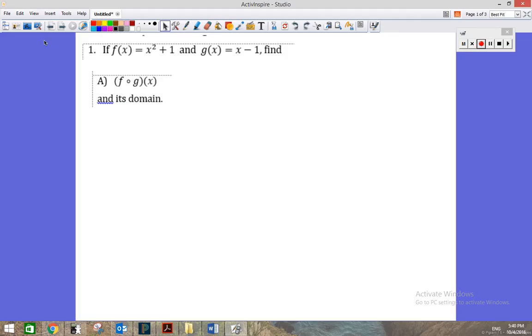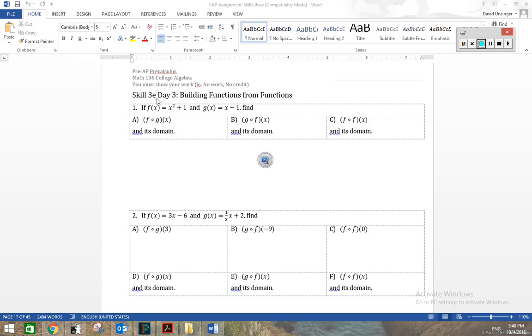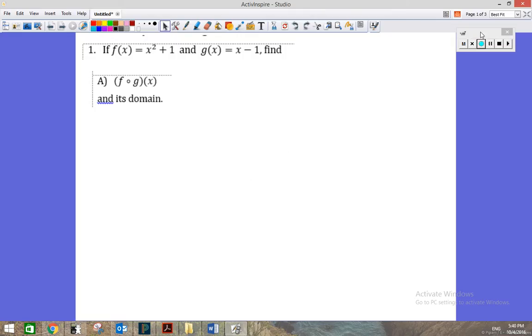This is Skill 3E, Skill 3E Day 3. I think this was the first day that we were doing the function compositions. Alright, so it wants to find the equation for f composed with g, and then also to find its domain.